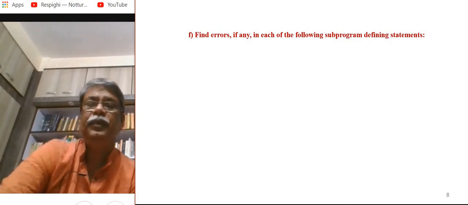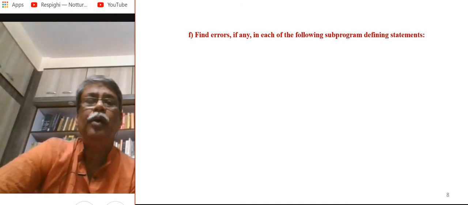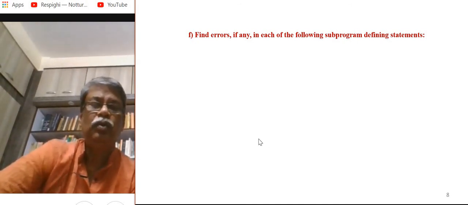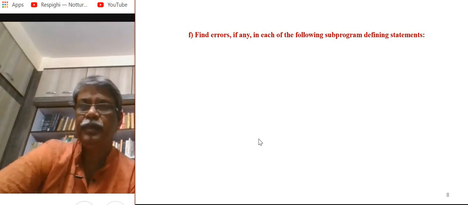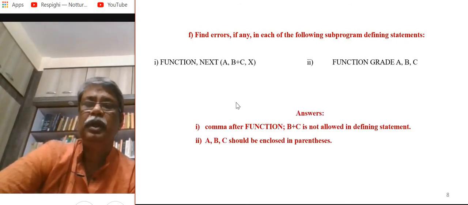Find errors, if any, in each of the following subprogram defining statements. So we know what subprogram defining statements look like. Function next a b plus c x, and the next one is function grade a b c. So of course the comma here is something wrong, and then whether b plus c is allowed in this defining statement. Let us see.